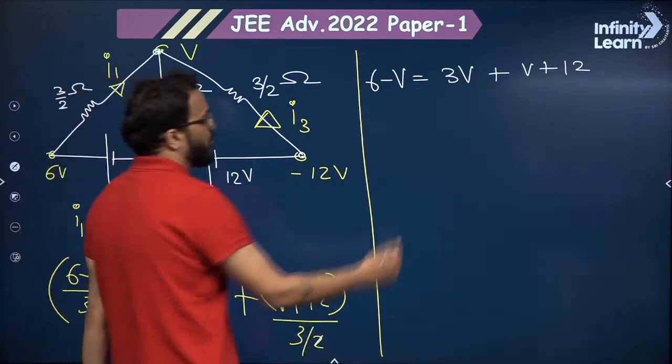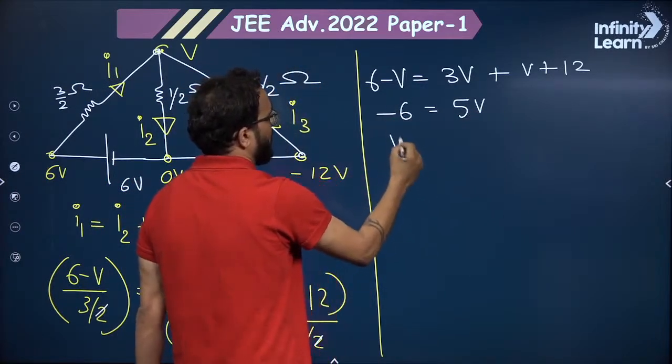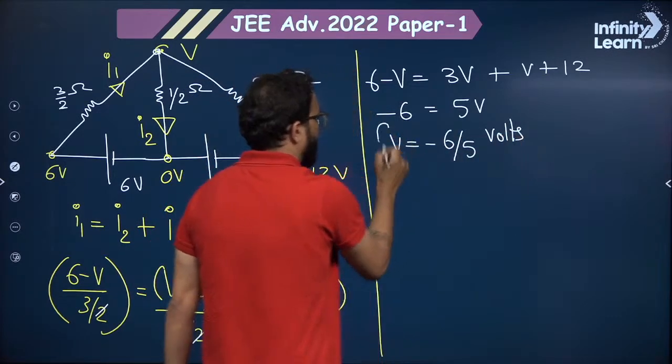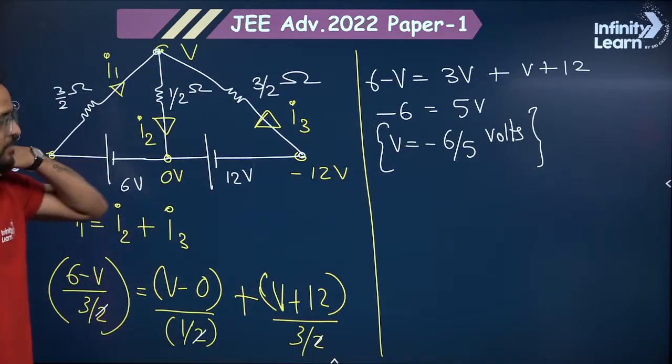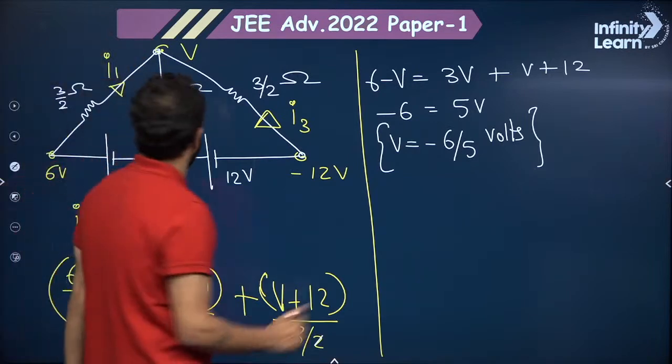So it will be how much? 3 plus 4 plus 1, 5V is equal to minus 6. Oh God. So V is minus 6 by 5 volts. So V is coming out to be negative. अच्छा, V negative आ गया तो फिर ये direction गलत हो गया, right? So if V is negative, the current will be reversed. So actually the actual scene will be like this.